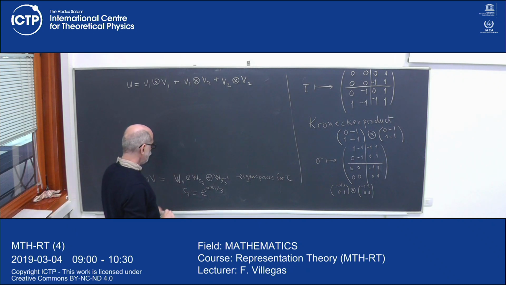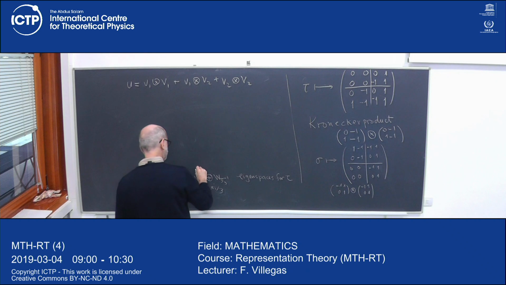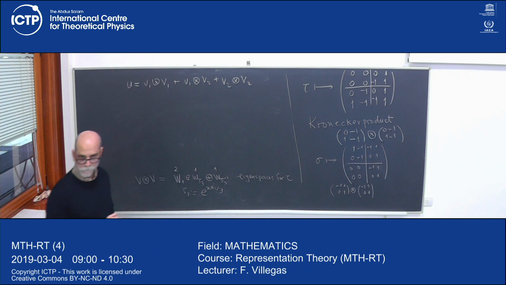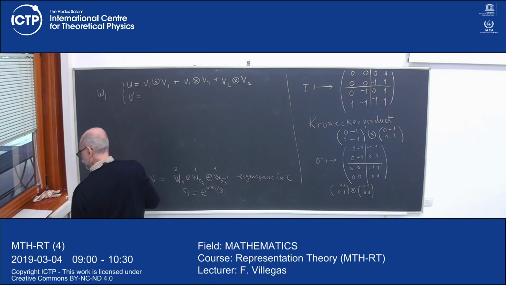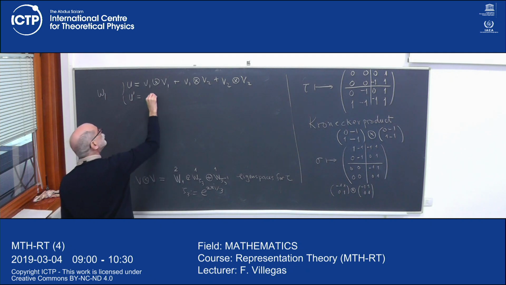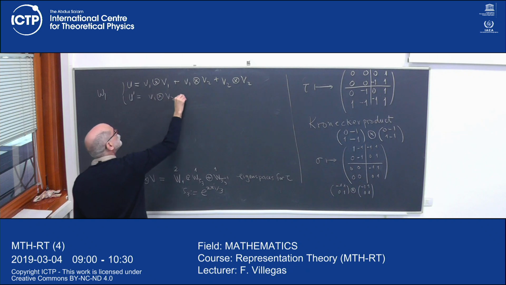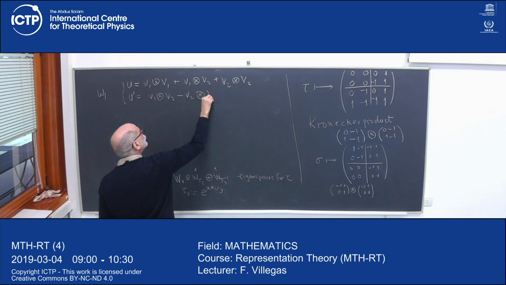And in fact, this vector space has dimension 1, this is dimension 1, and this is dimension 2. So we get two basis vectors for W1. They span W1. And U prime is V1 tensor V2 minus V2 tensor V1.